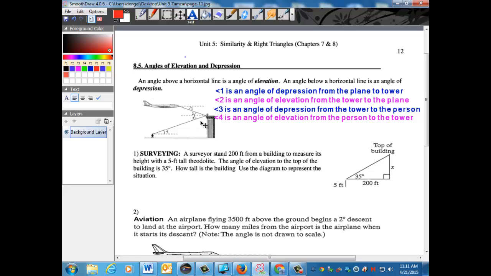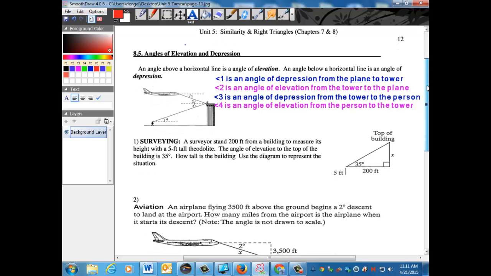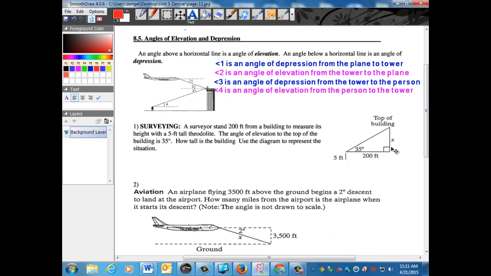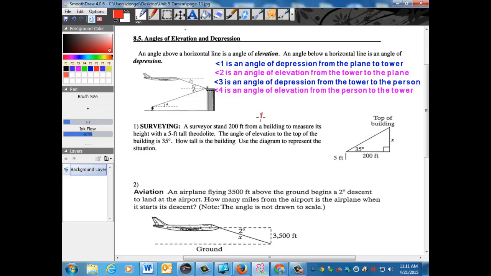Angle 3 would be an angle of depression from the tower down to the person on the ground. And if you were that person on the ground and you were looking up at the tower, you would have an angle of elevation. Alright, using those new terms, we're going to solve some of these problems. And of course, the way that we're going to solve these problems, they will form a right triangle, which means we can use SOHCAHTOA. So we're going to use trig in order to solve these problems. Again, anytime that you see trig, you always think of SOHCAHTOA, sine, cosine, and tangent.